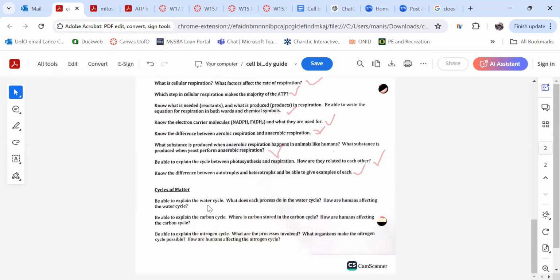Be able to explain the water cycle. What does each process do in the water cycle? How are humans affecting the water cycle? Wow. Okay. That's a packed one right there.